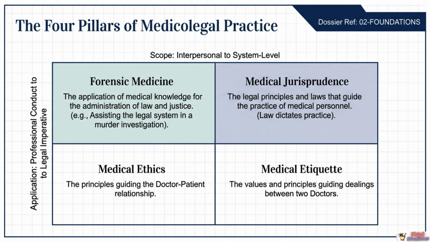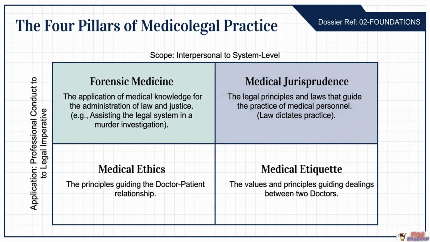Before we dive into legal procedures, we must firmly establish the 4 pillars that make up the medico-legal landscape. The first is forensic medicine itself, defined as the application of medical knowledge for the administration of law and justice. The classic example is the physician who assists investigators in a murder case by interpreting wounds, toxicology, and time of death. The second pillar is medical jurisprudence.